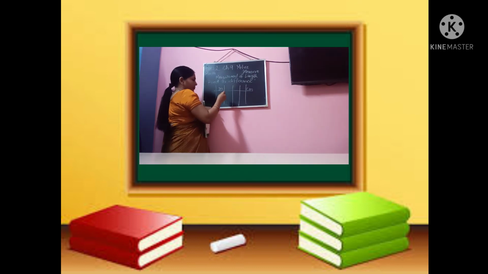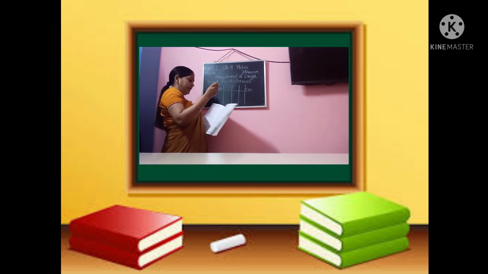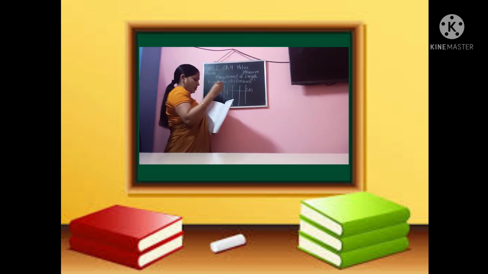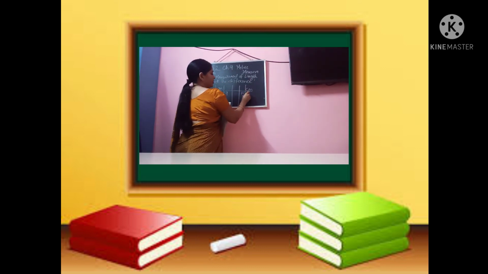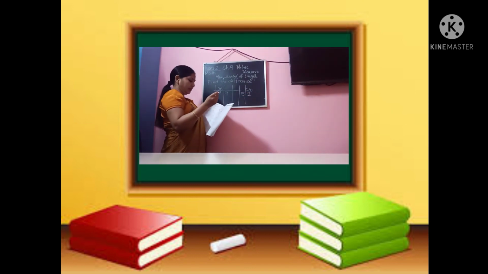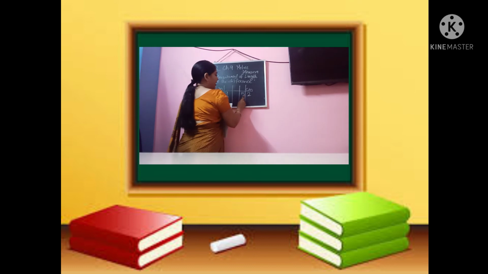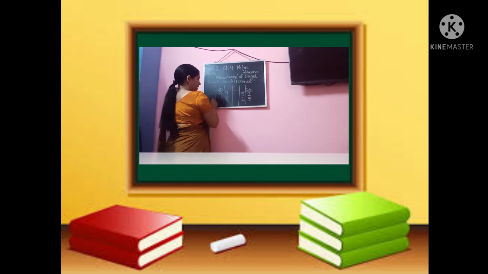Alright. Now the first question is already done. I will be doing the same question. 99 meter 52 centimeter. Subtract 18 meter 25 centimeter. Let us do this subtraction.